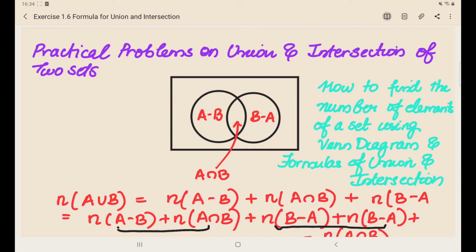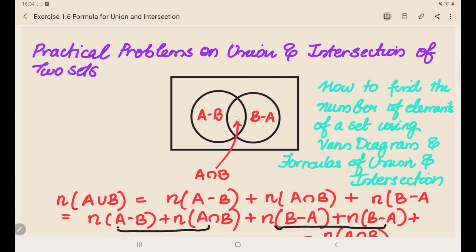So in this section, we are going to derive the formula for A union B, a fast formula to be used to find the union or intersection of two sets or three sets. Okay, first let's directly go with a Venn diagram.